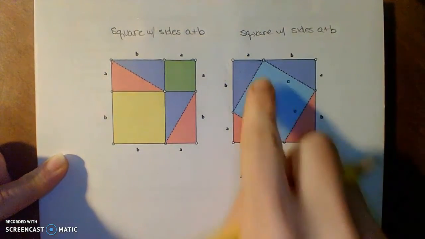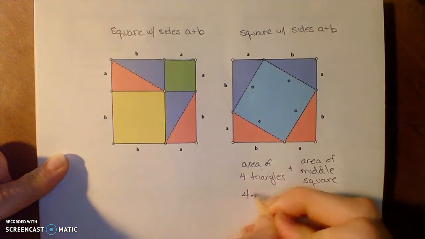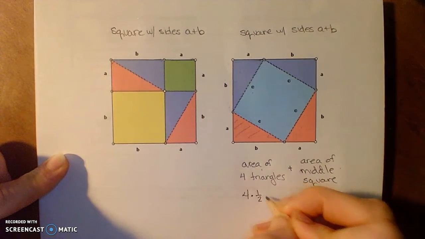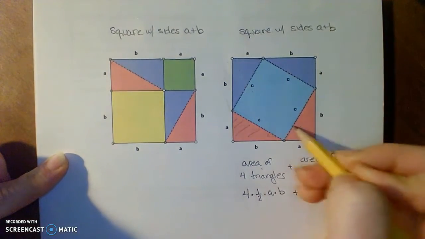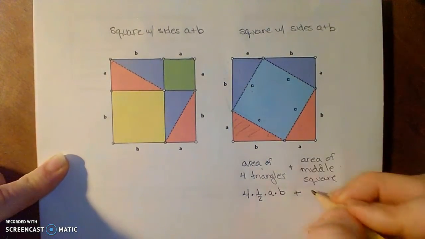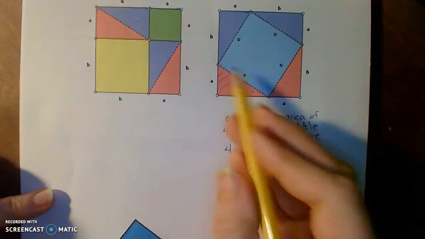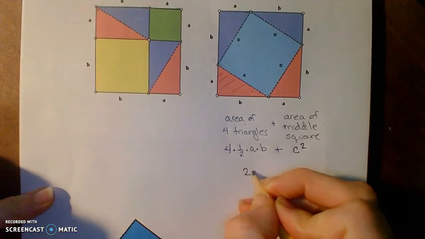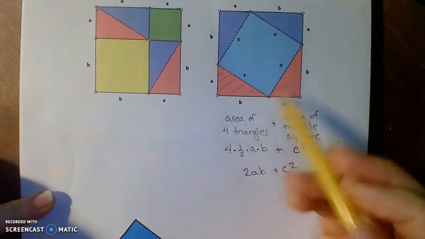So here the area of the large square can be thought of as four groups of the area of one of these triangles, which is 1/2 times the base times the height, so 1/2 times A times B. And the area of the middle square, which has side length C, would be C squared. So if I simplify, 4 times 1/2 is 2, so 2AB plus C squared is the area of this large square.